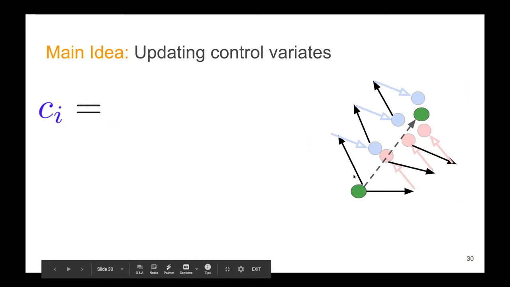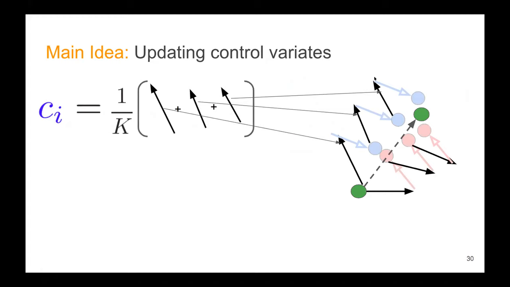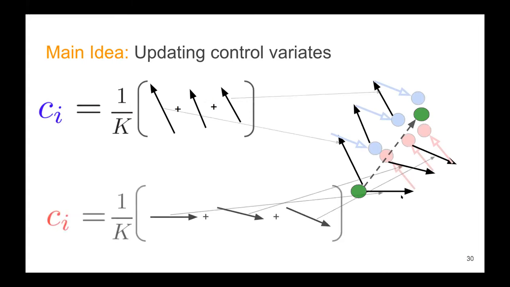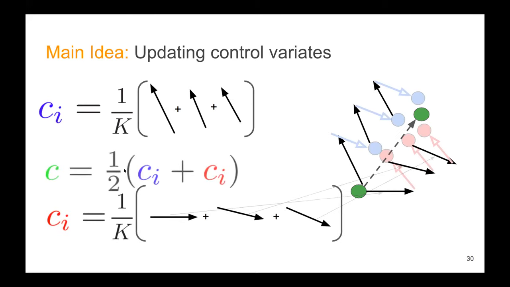So if the past updates are given by these black arrows on the client, then we'll simply guess that in the next round, when we see the same client, we will be moving roughly in the average direction of all of these black arrows. So the client control variate is simply the average of all the steps that it took in the past round when it was accessed. You do the same thing for each client, and then you guess that the centralized update is going to be the average of all of these control variates. Okay. So that's the idea. I'll go into the pseudocode just quickly.